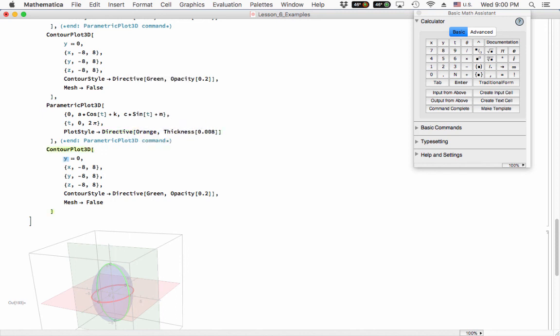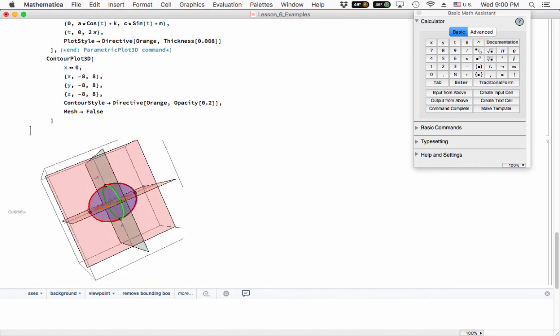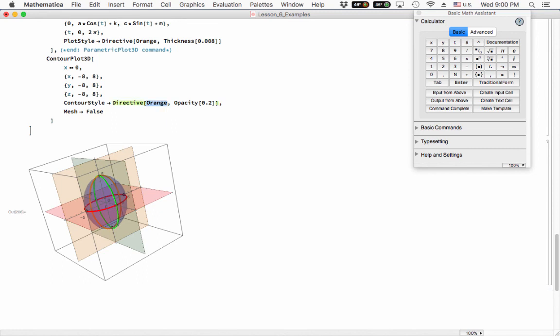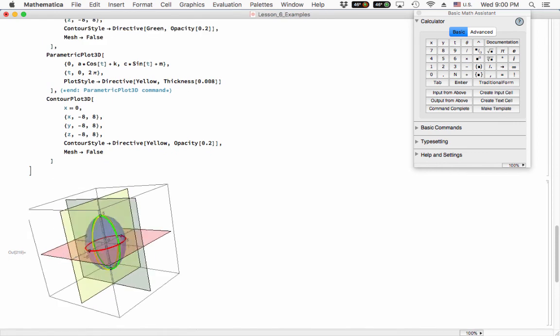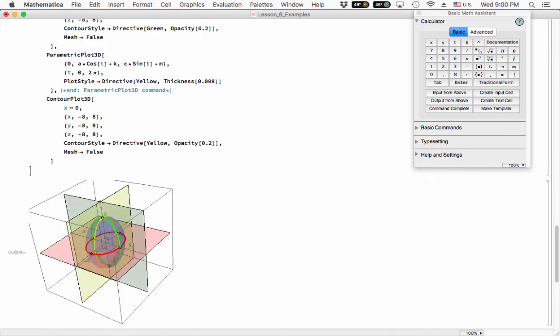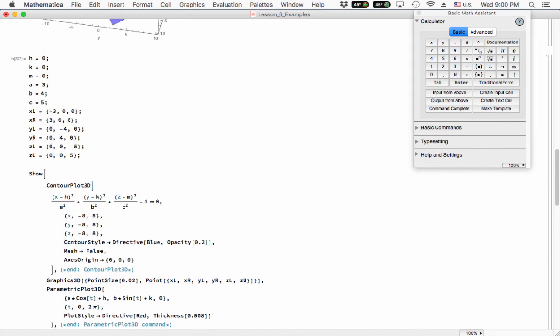And then this is going to be the x equals 0 plane. And we'll do orange here. Okay, so there's our three traces. Orange is not quite great, is it? We could try yellow. Yeah, let's try yellow here. Okay, that's a little better. Okay, the reason that I wanted to show you this was, I hope this makes you smile as much as it makes me smile.